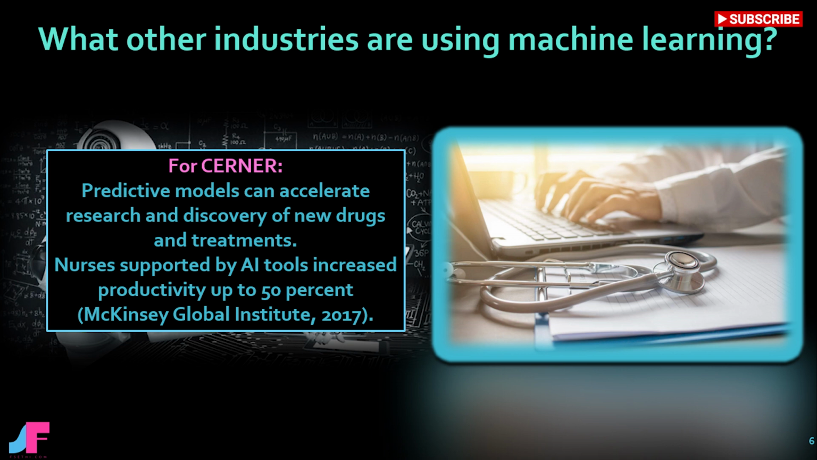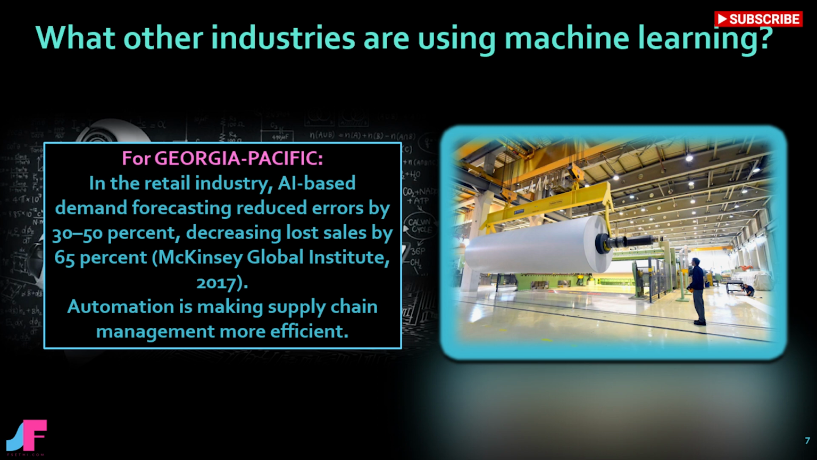48% of executives at US companies surveyed report they see AI as a path to growing revenue and net profits. For Cerner, predictive models can accelerate research and discovery of new drugs and treatments. Nurses supported by AI tools increase productivity by up to 50%, McKinsey Global Institute, 2017. For Georgia Pacific, in the retail industry, AI-based demand forecasting reduced errors by 30 to 50%, decreasing lost sales by 65%, McKinsey Global Institute, 2017. Automation is making supply chain management more efficient.